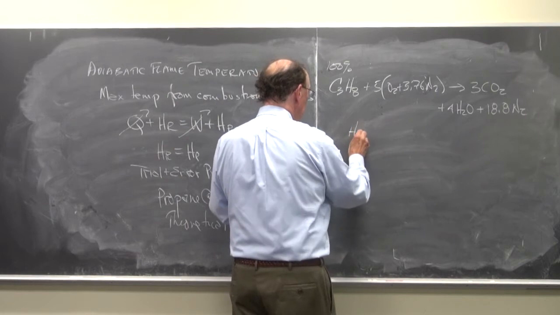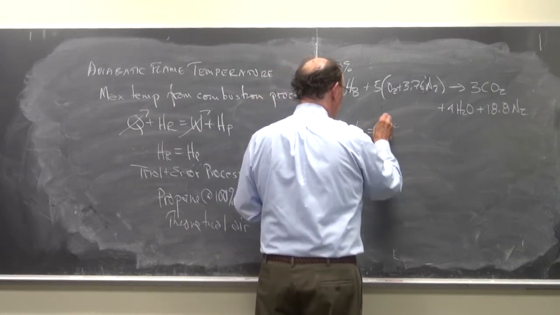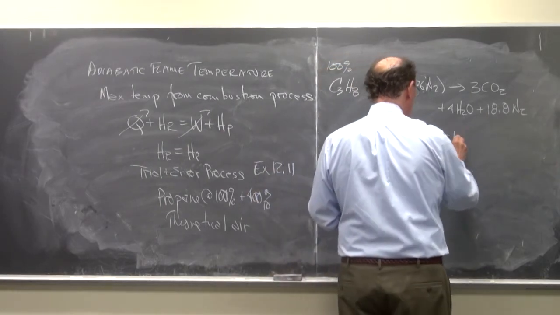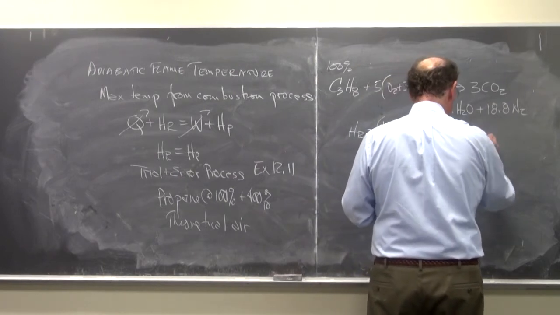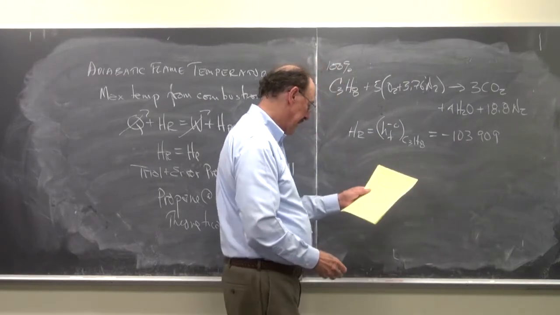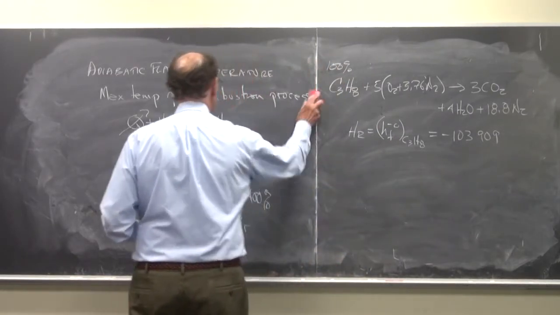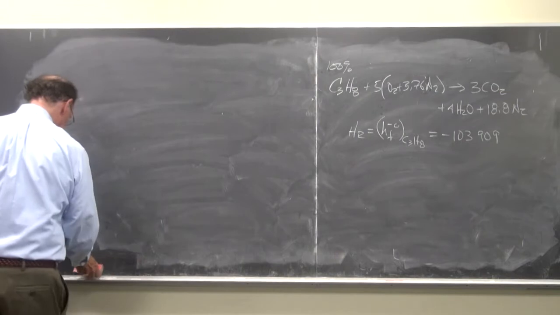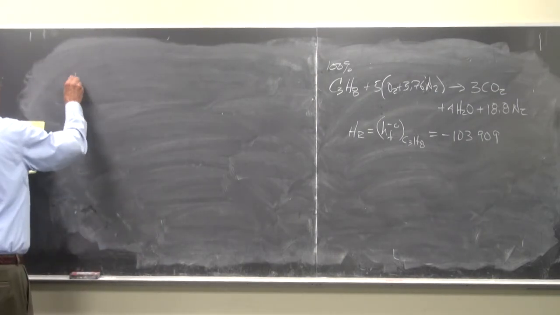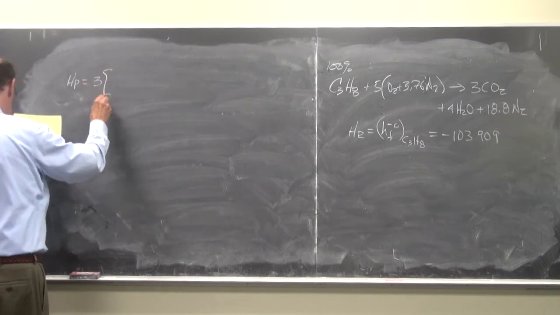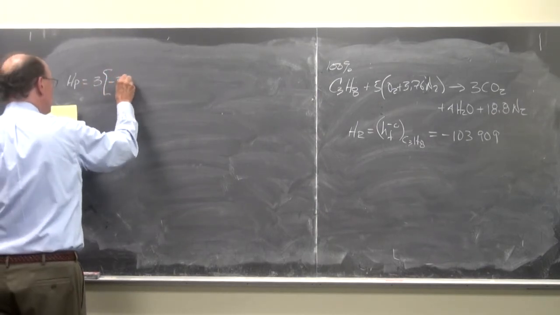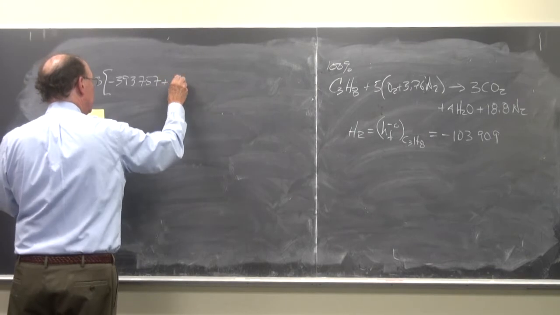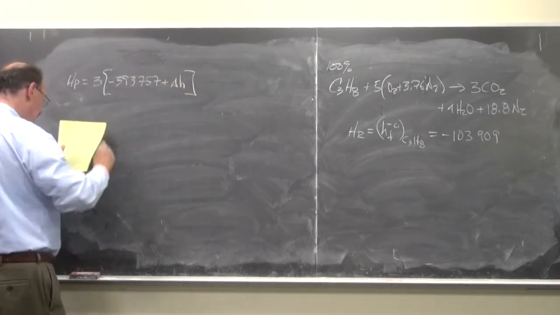So H sub R is equal to H sub F bar 0 of the propane C3H8, and this is equal to minus 103,909, Table C1. So we do that. And now let's do the enthalpy of the products, to make a little more space. H sub P is 3 times minus 393,757 plus delta H.